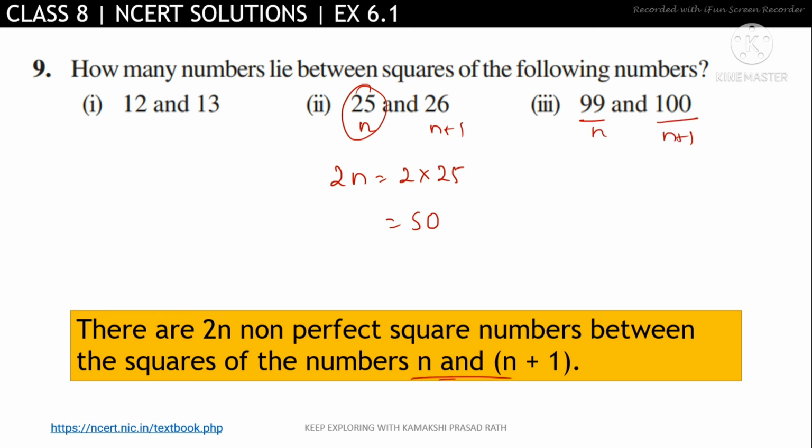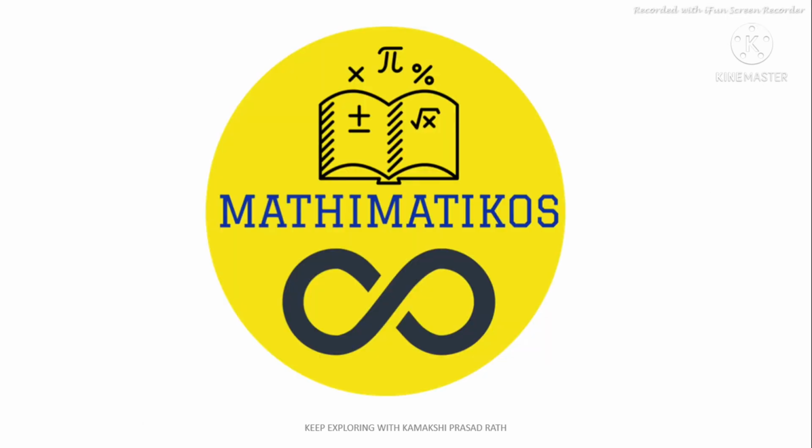Similarly, for the third one, this is n and this is n plus 1. As per our property, there will be 2n non-perfect square numbers. So 2n is 2 multiplied by 99. When you multiply 2 and 99, we get 198. In this way, we can easily find how many non-perfect square numbers lie in between two consecutive squares. Thank you and keep exploring.